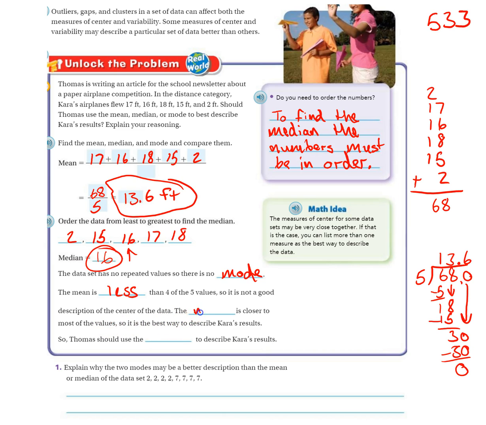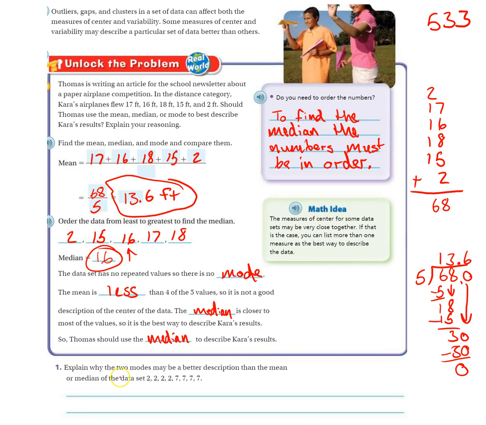The median, however, is closer to most of the values, so it's the best way to describe Kara's results. So Thomas should use the median to describe Kara's results. Okay. Now another thing Thomas might consider doing is finding the mean of Kara's data, but throw out the outlier. That would be another suggestion you could make.